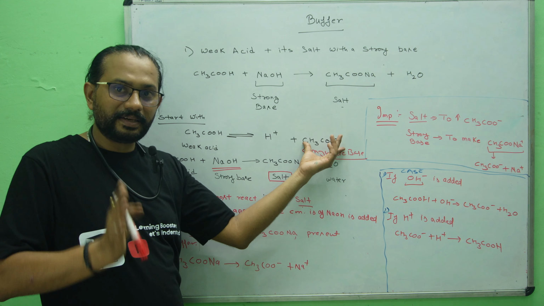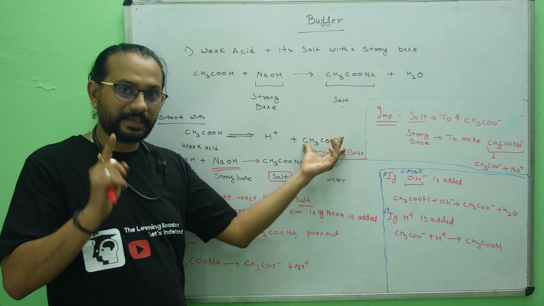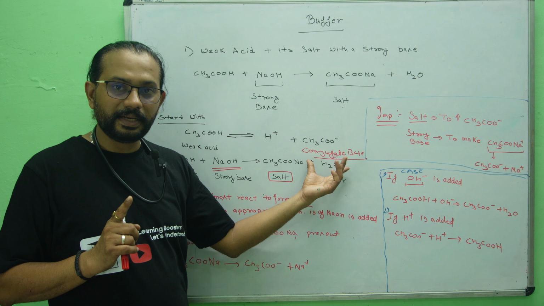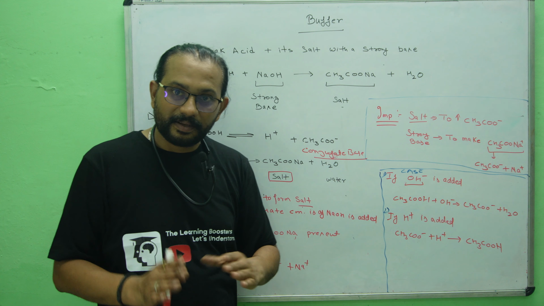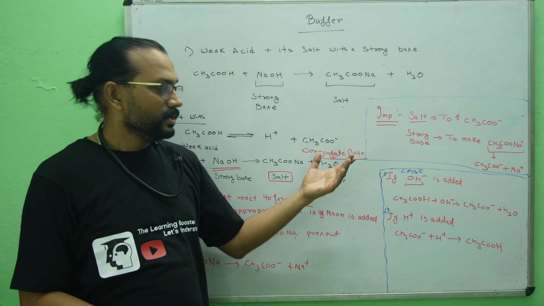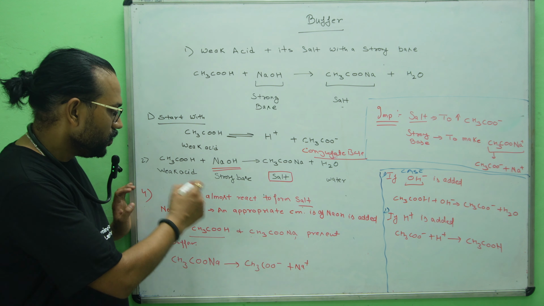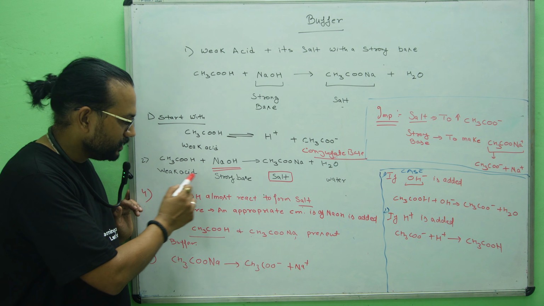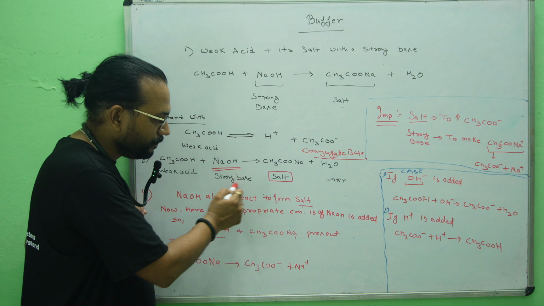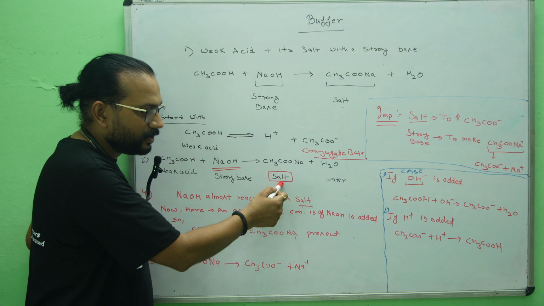The concentration of this acetate, the conjugate base, is less. Now how do we increase the concentration of this conjugate base? That's why we make a salt of it. We react the weak acid, acetic acid, with a strong base to form a salt and water. Now this is required.